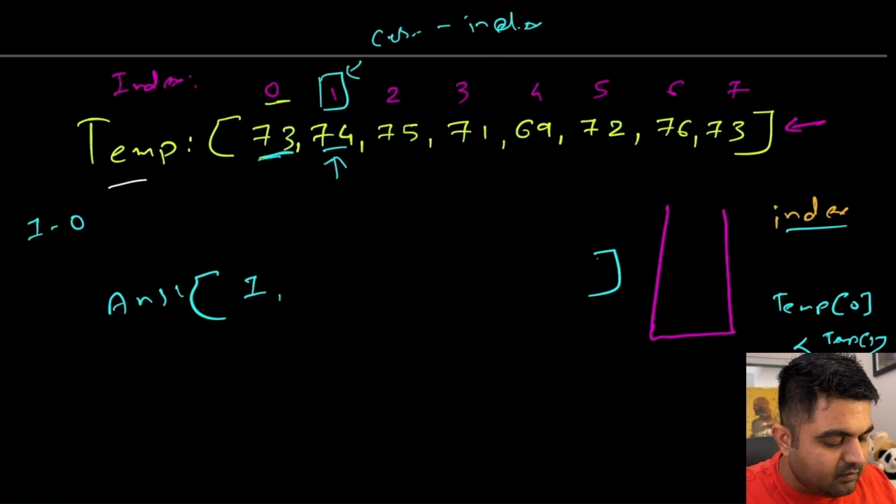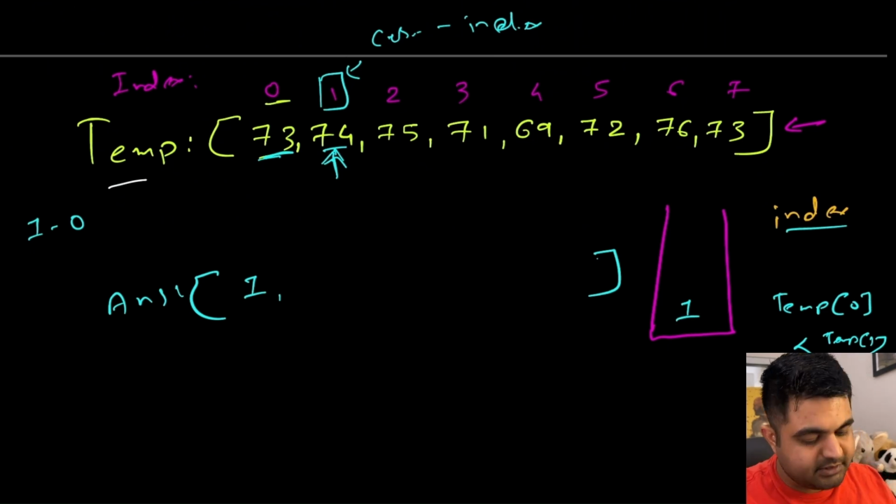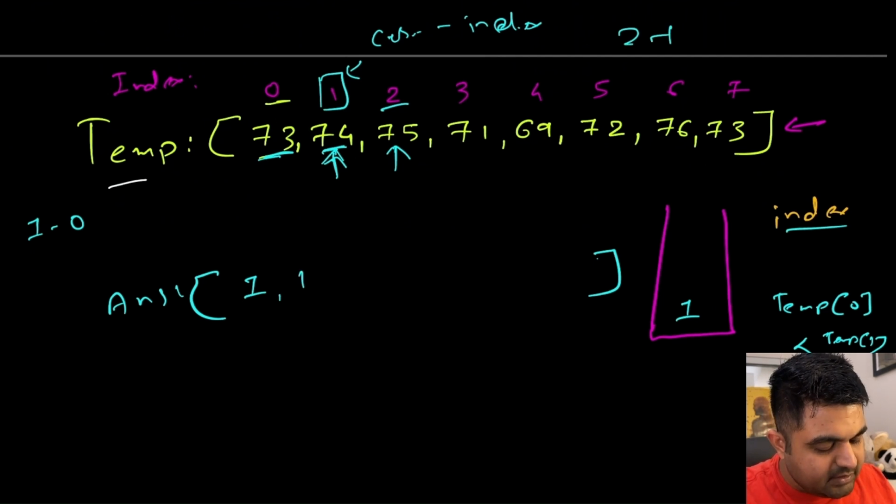Okay, now we are going to put 74 in the stack, but we are going to put the index value. So now in the stack we have index position number 1. Now once again we are at index position number 2. So this value is 75. 75 is greater than 74, which means we can do 2 minus 1 and the answer is 1. So we can store that 74 is 1 day away from finding a warmer day. Now we popped out 1 from the stack.